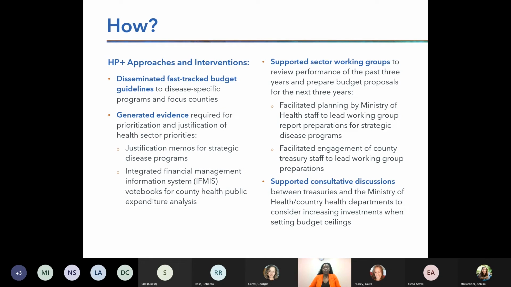We also supported the sector working groups to review performance of the past 3 years and prepare budget proposals and priorities for the next 3 years. We did this by facilitating the planning unit of the Ministry of Health staff to lead these working groups, as well as the subnational treasury staff to lead the working groups at the subnational level, which are their mandates both at the national and subnational. Moreover, we supported consultative discussions between treasuries at both government levels, as well as the Ministry of Health and the county departments of health, to consider increasing investments when setting the budget ceilings.